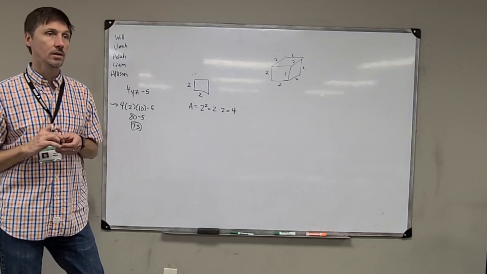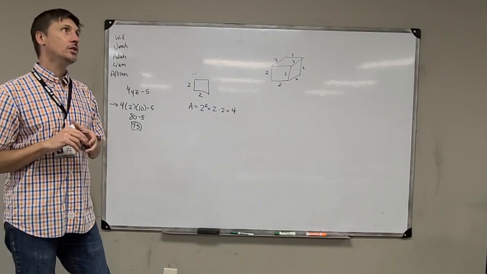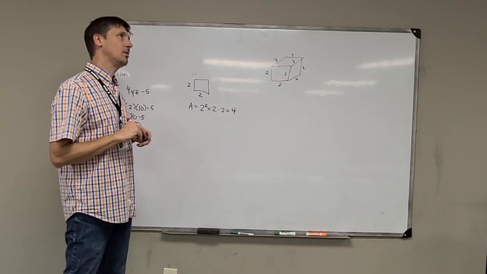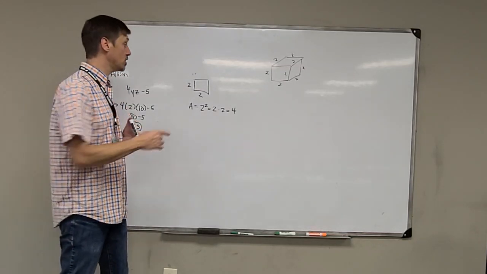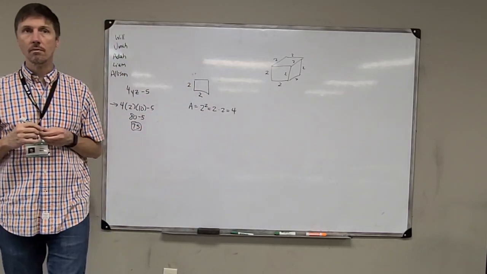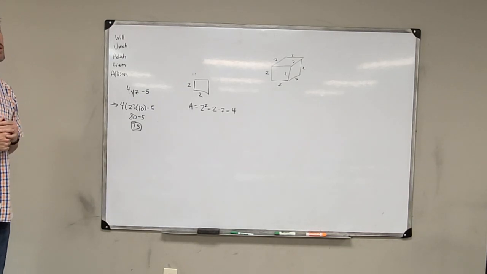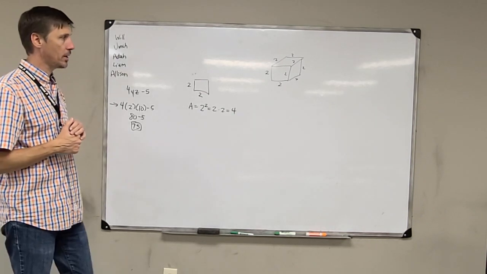For length times width, could you also say base times height? Usually base times height, we reserve that for other figures, but as long as you understand this is the base and this is the height, then that's fine. We usually use base and height for trapezoids and triangles, but it's fine as long as you know what that applies to.